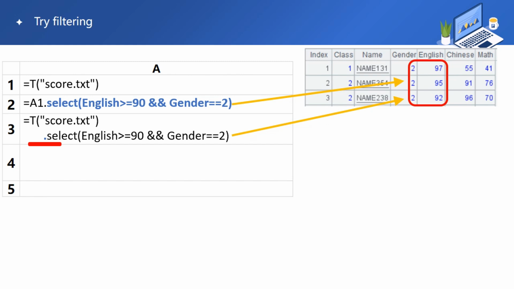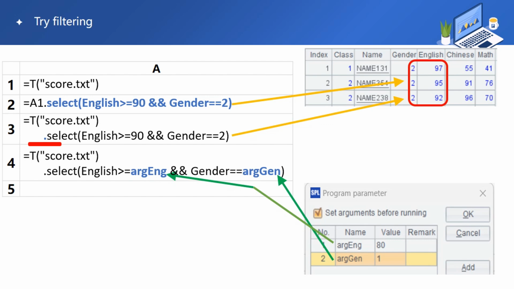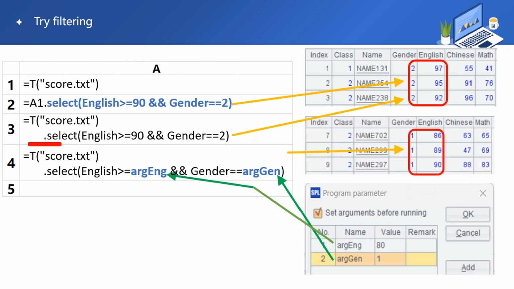Sometimes it is desired to dynamically pass in the values of the filtering criteria. The default values can be predefined as 80 points in male students, which can be modified during runtime. The select function in A4 can use these two parameter variables. The result after running matches the parameter values.